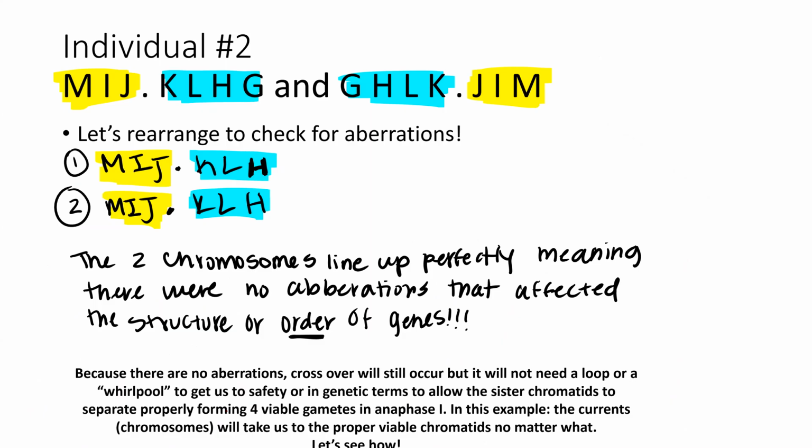If we look at individual 2, to first establish if there's any aberrations, the two chromosomes line up perfectly, meaning there are no aberrations that affected the structure or the order of the genes if we just swap them around. Because there are no aberrations, crossing over will still occur, but it will not need a loop or a whirlpool to get us into safety, or in genetic terms to allow for the sister chromatids to separate properly, so all of them are going to form 4 viable gametes.